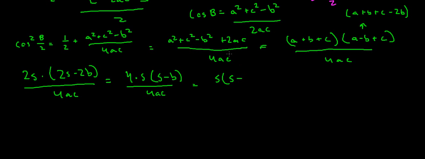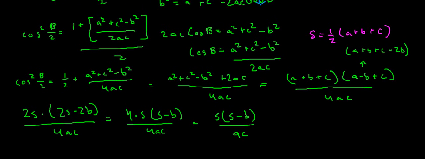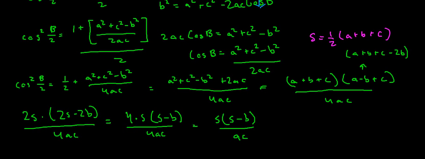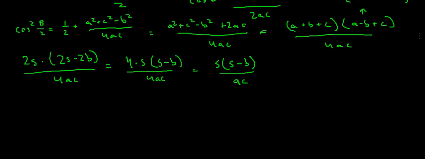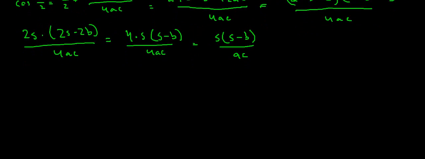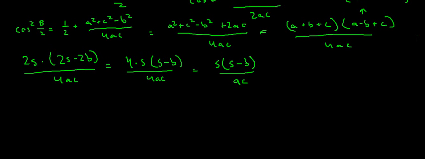S times S minus B over AC. So that is what cosine squared B over 2 is. I've been reading too much chemistry recently. I keep thinking of beta for nuclear reactions, whatever.